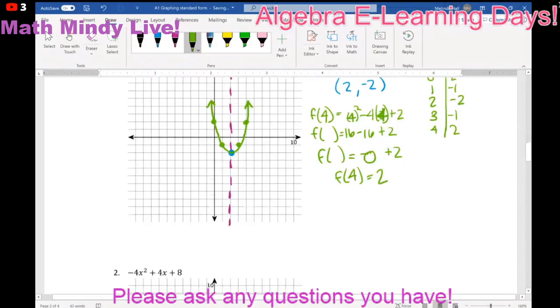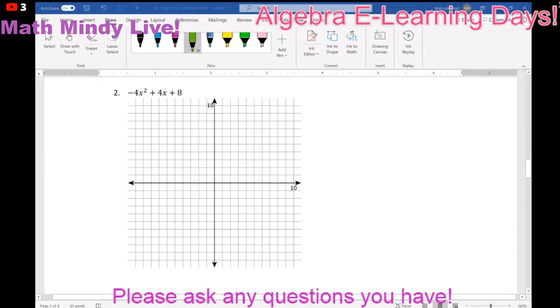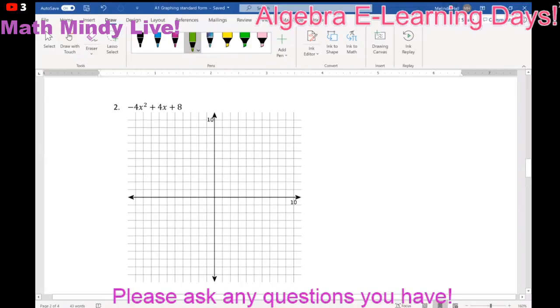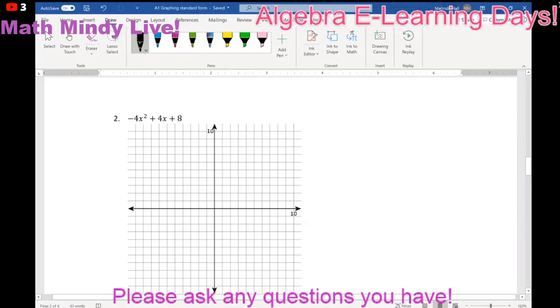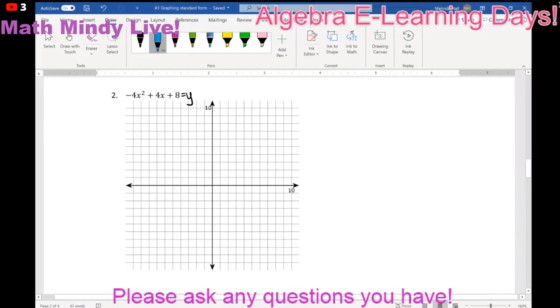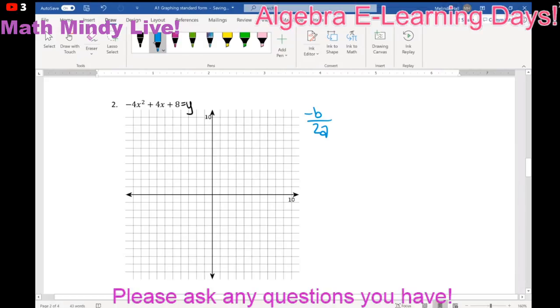So moving on to the next one. With this next one, we would still be using our axis of symmetry because it is a quadratic. And so with that, we want to identify our A, our B, and our C. In this case, A would be the number in front of the x squared, which is -4. B would be the number in front of the x, which is +4. And C would be the constant with no x, and so that would be 8 in this case.